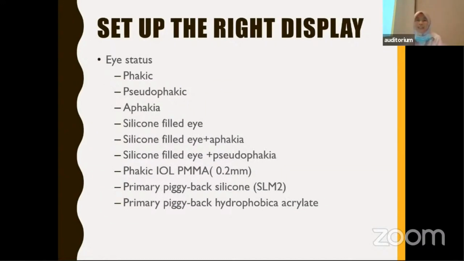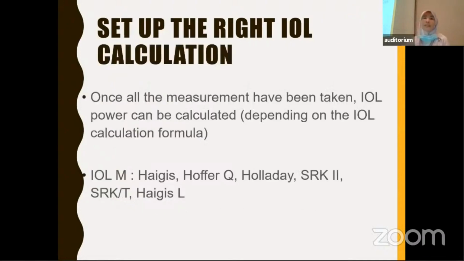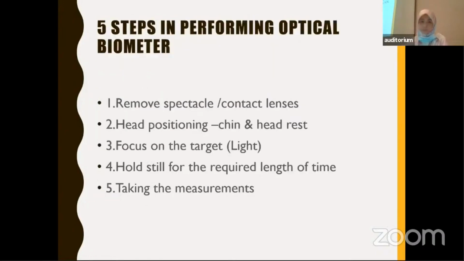Set up the right display and make sure you know the status of the patient's eye. Maybe the patient is in phaco mode or has a silicone filled eye. That's very important because the measurement will be off if the setting is incorrect. Set up the right IOL calculation. Once all the measurements have been taken, IOL power can be calculated depending on the IOL calculation formula. In the IOL Master, usually we have Haigis, Hoffer Q, Holladay, SRK II, SRK/T, and Haigis-L formula. This is the five steps in performing optical biometry.